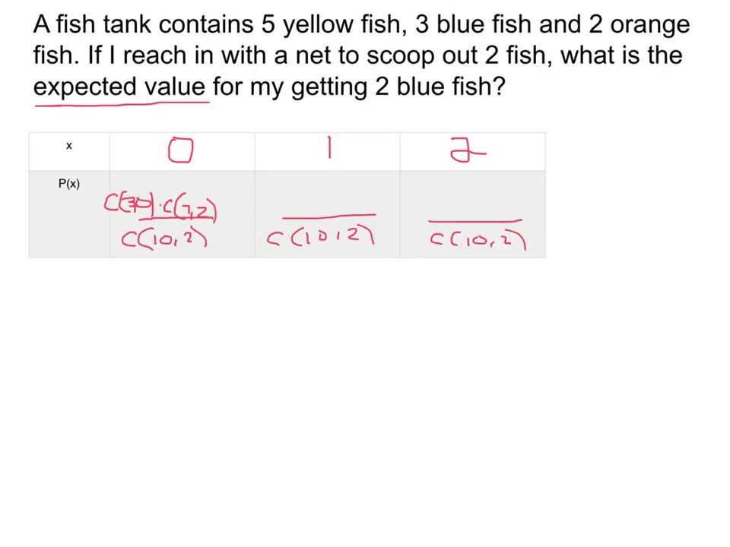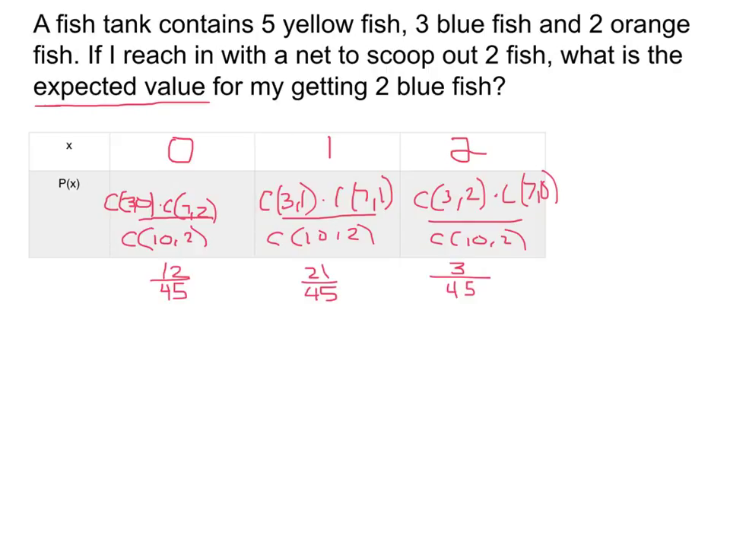If we get 1 blue fish, that means that when we choose the blue fish, we are choosing 1 blue fish out of the 3 that we have. So that's the combination of 3 choose 1. And this other fish, because again we are picking out 2 fish, the other fish in the net is coming from the other 7 fish. And then for the last one, we just have 3 choose 2, that's 2 out of the 3 blue fish that we have, times 7 choose 0. So that's the setup of all of our probabilities. Go ahead, take a minute, and let's compute those.